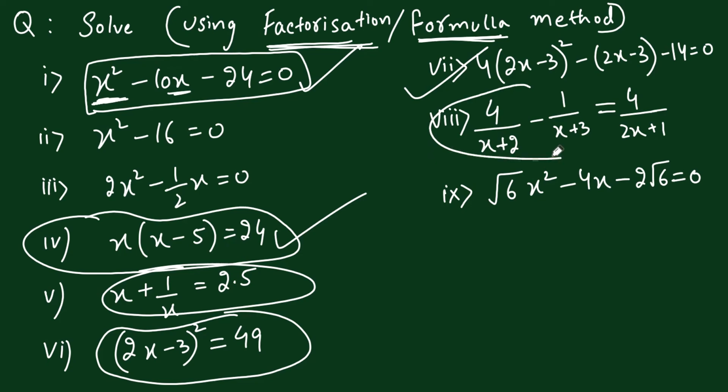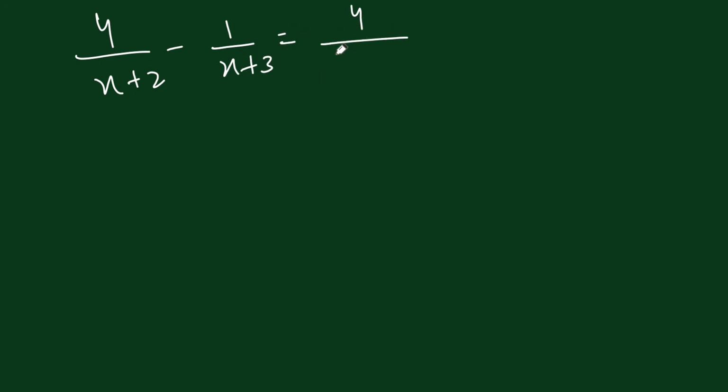The next question is looking a little big. 4 by x plus 2 minus 1 by x plus 3 is equal to 4 by 2x plus 1. So again you can see here I have LHS where we need to take LCM. On the RHS we have only one fraction, so we don't need to take LCM on the RHS.